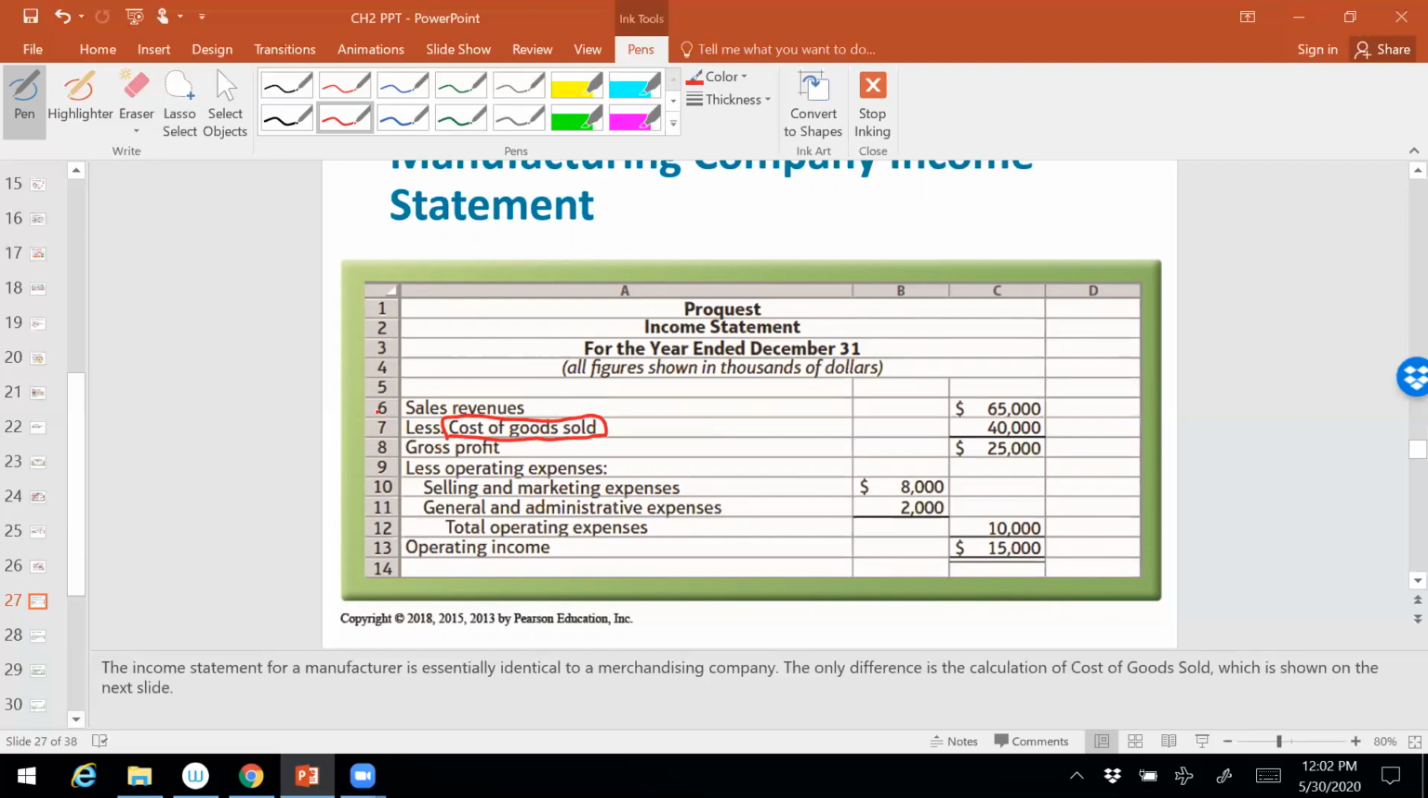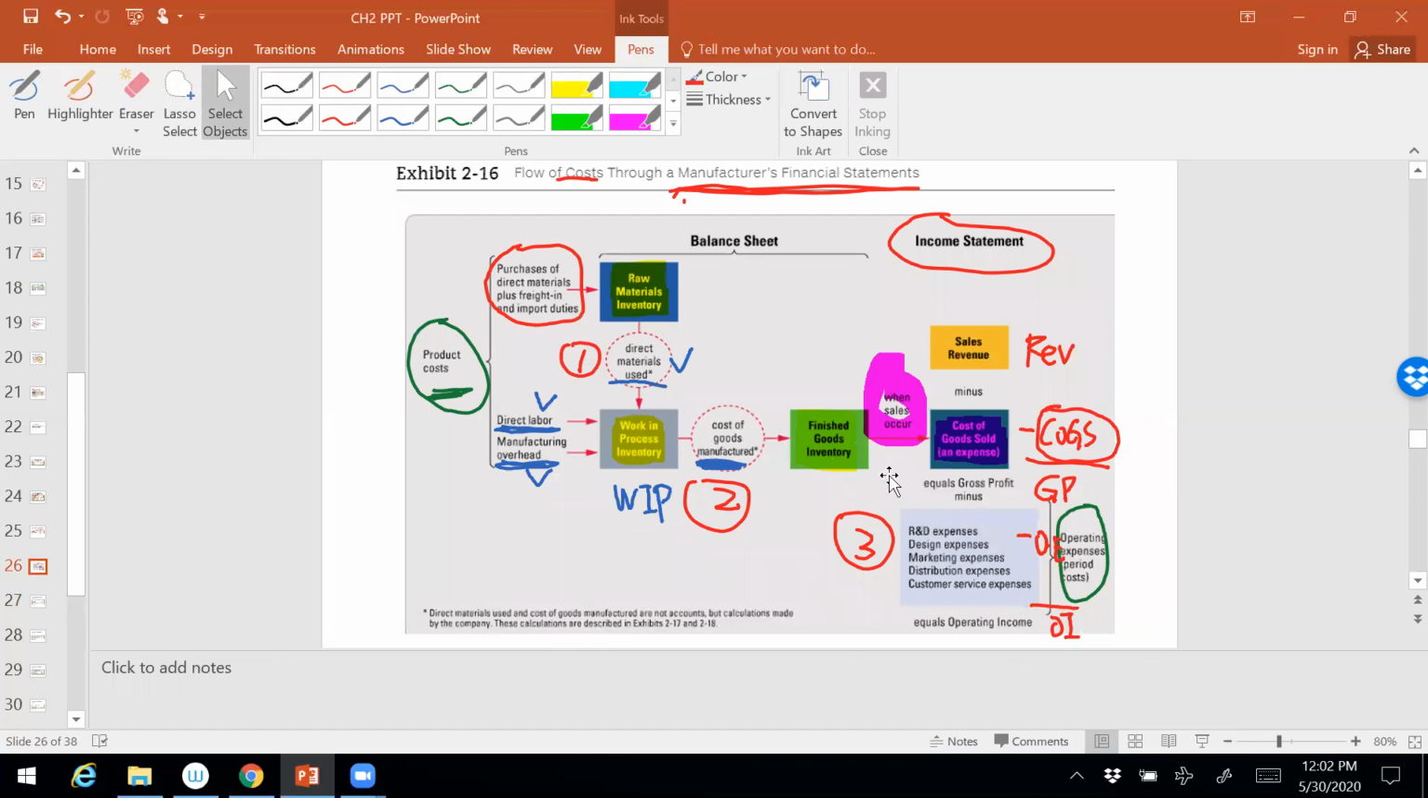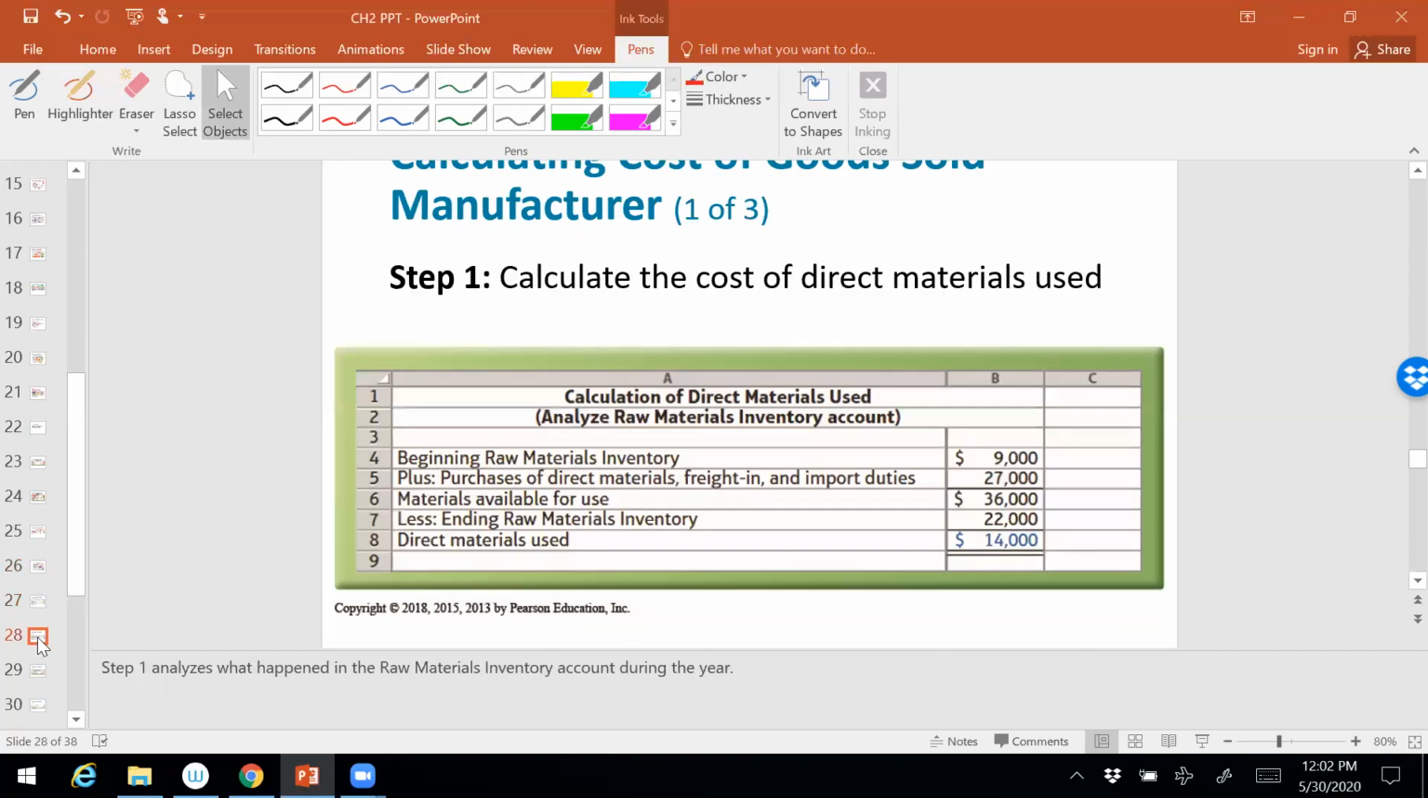So you use your revenue minus cost of goods sold gives you gross profit, minus operating expense gives you operating income. I want you to remember, I highlighted this number, our cost of goods sold is 40,000. So let's remember that number. How do we get cost of goods sold? We said it's not easy. You need to first get cost of goods manufactured. How do we get that one?